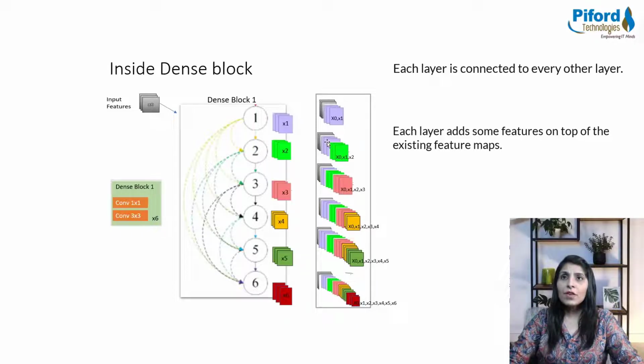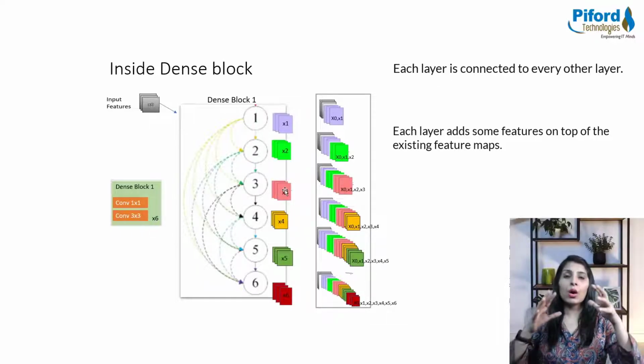In the same way, you can see each layer receives feature maps from the previous layer. The input of a layer inside this dense block is the concatenation of feature maps from the previous layers. So this will be the input to this layer, and this will be the input to this layer, and we are concatenating these features with the feature map of that particular layer. This is how it works.